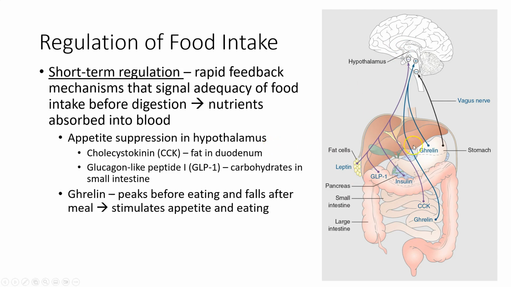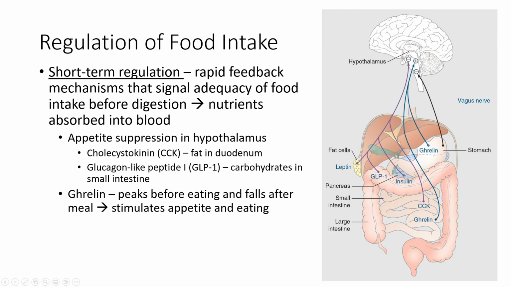We also have a hormone called ghrelin. This is a hormone that peaks before we eat, and it falls after our meal. And it's an important hormone in that it stimulates our appetite and our eating. These are all short-term mechanisms that occur with each meal.